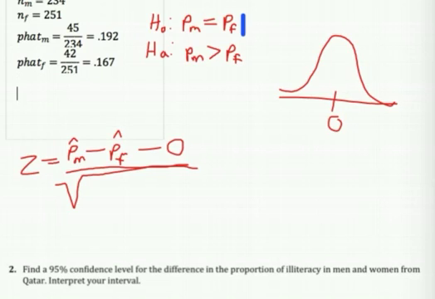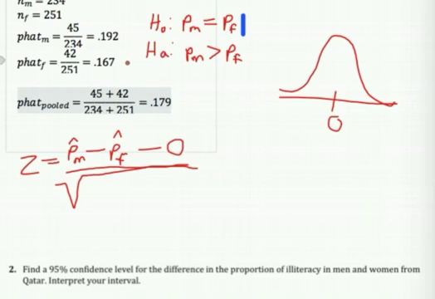So we need to create another thing in here. So we're going to call it p hat sub pooled. And you do that by going 45, so bear with me, I got to make this equation editor thing work, plus 42 over 234 plus 251. That's pooling all the data together. Does that make sense to you guys? So you get a pooled p hat, which turns out, I'll just tell you, is 0.179.